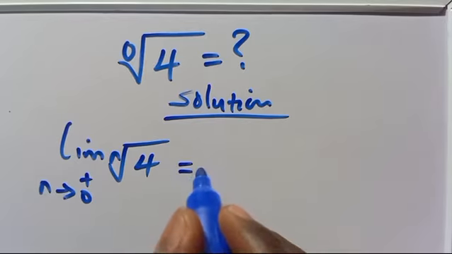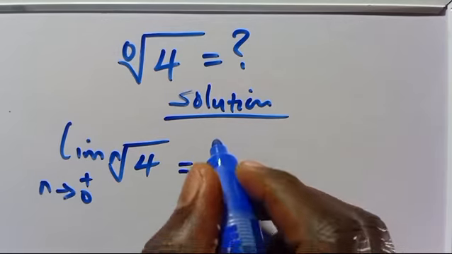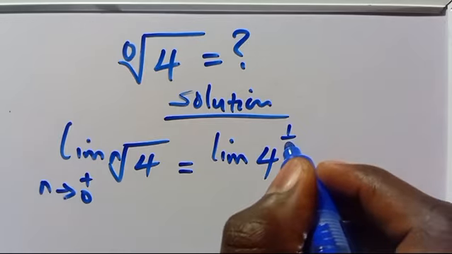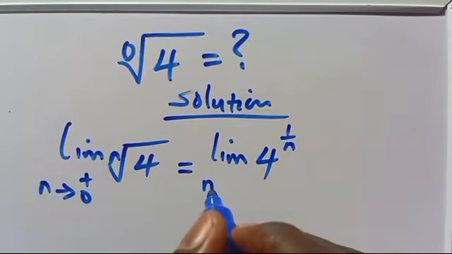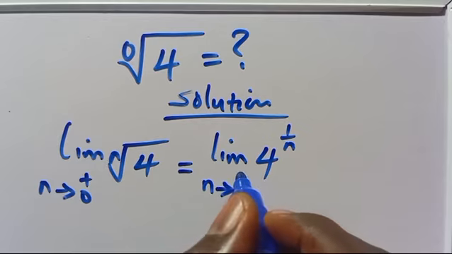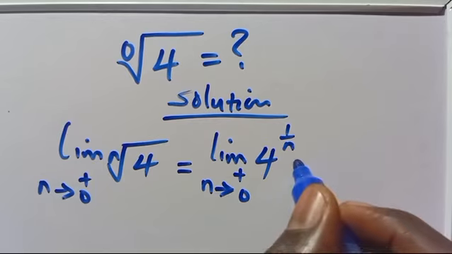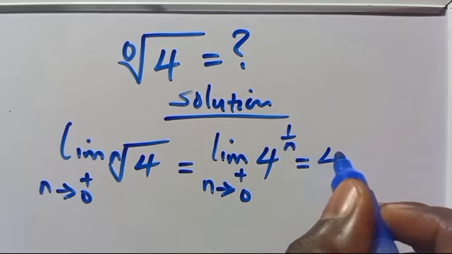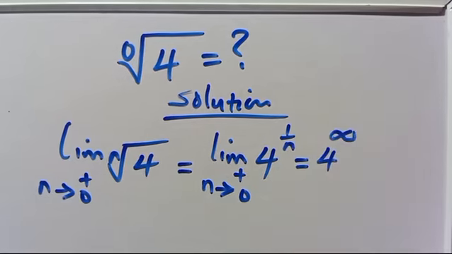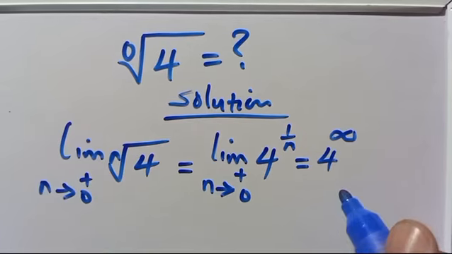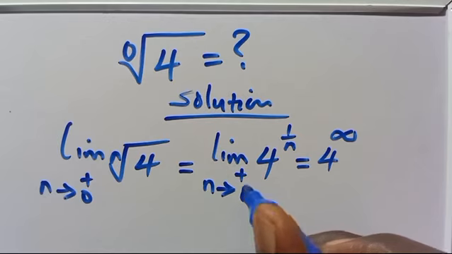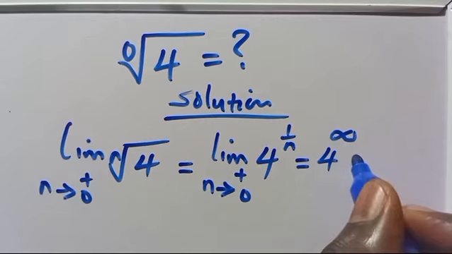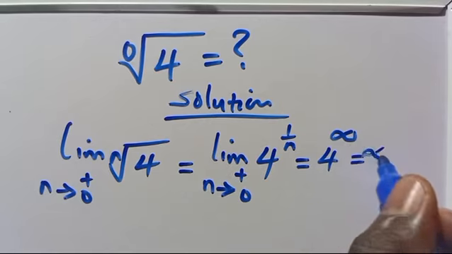So we are going to have this as the limit of 4 to the power of 1 over n as n tends to 0 from the right. So this will be equal to, as n tends to 0 from the right, 4 to the power of infinity. Then, when n tends to 0 from the right, 4 to the power of 1 over n will be 4 to the power of infinity. And 4 to the power of infinity will still give us infinity.